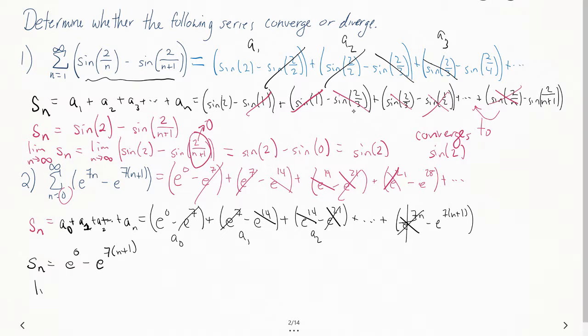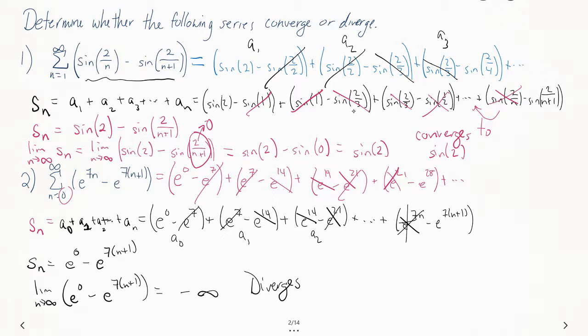Okay, so when we take the limit as n goes to infinity of this thing, e to the 0, which is actually just 1, so I don't have to write e to the 0 every time, but the second part is going to infinity. So what that means is this thing, we have a negative symbol in front, so this is negative infinity, is what that whole thing becomes. So this thing diverges, right? So you have cases where telescoping series can converge, and cases where they can diverge. Okay?